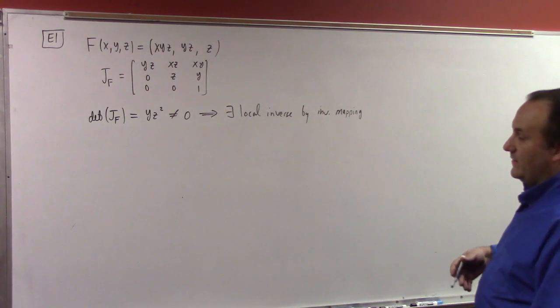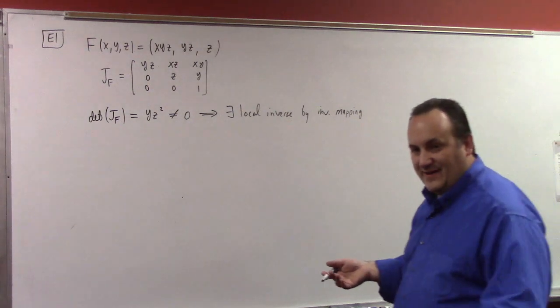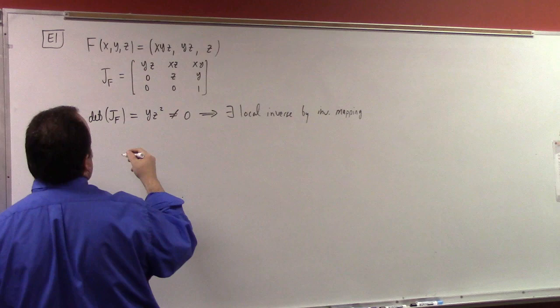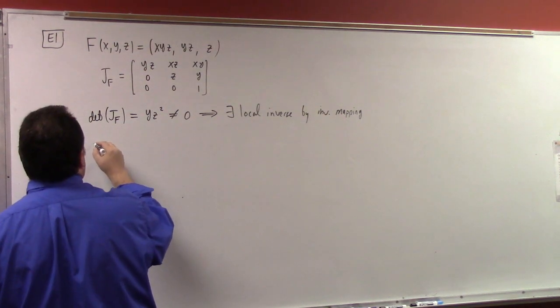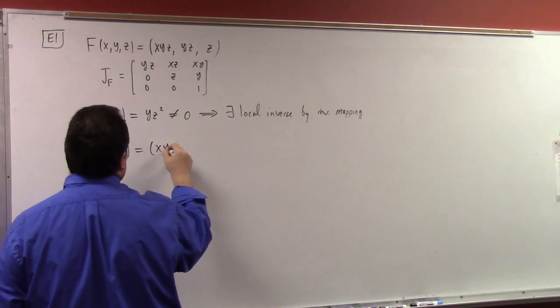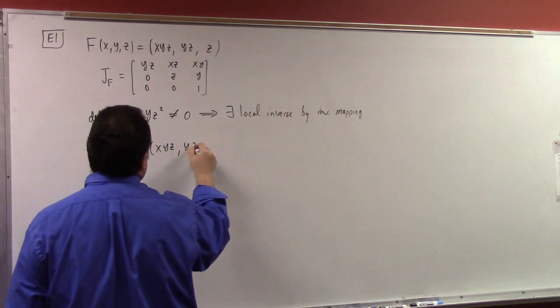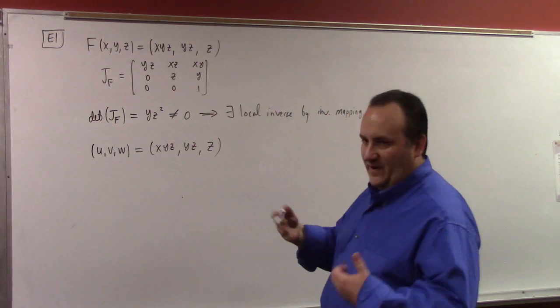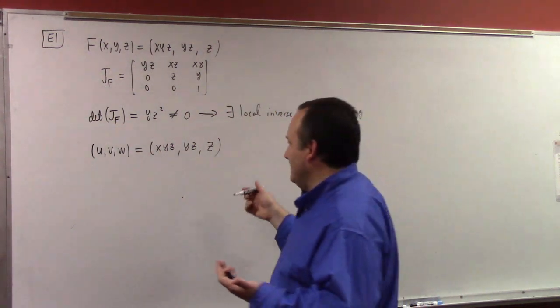All right, great. What's its formula? How do you find that? So here's what you do: maybe you let u, v, w equal to x, y, z, z, and you solve for x, y, and z.